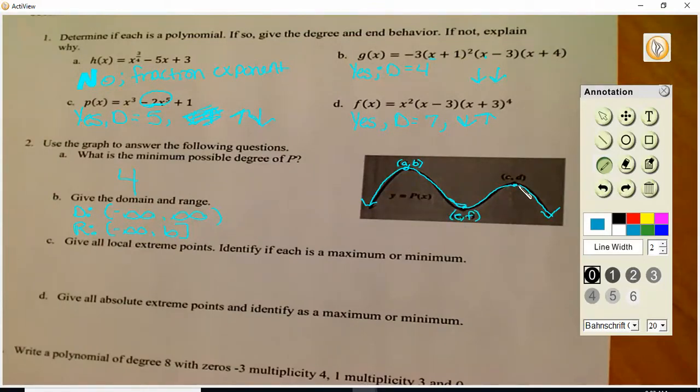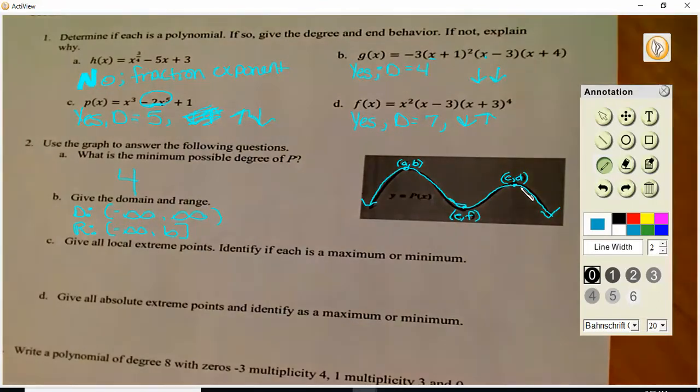Yes. Oh, so the range is done. Yeah, range is done because it was just low to high. It's going to go down forever. The highest point we hit is right here, and its y value is b.